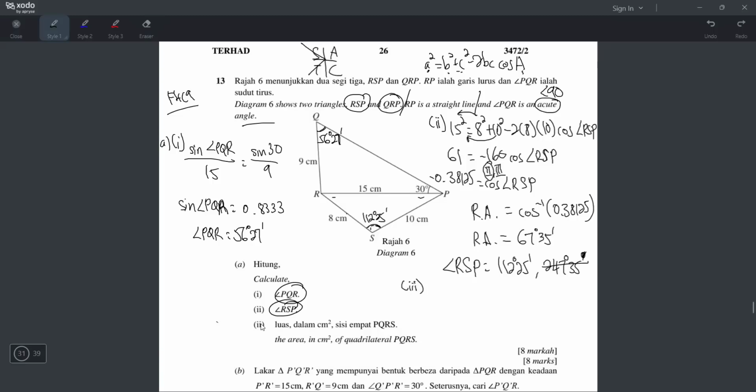Okay, this one is silap. This one is 3. Okay, so find the area of quadrilateral PQRS. You learn about the area formula in this chapter. The area of triangle formula is right here, 1/2 AB sin C. But this is to find the area of a triangle, not a quadrilateral.